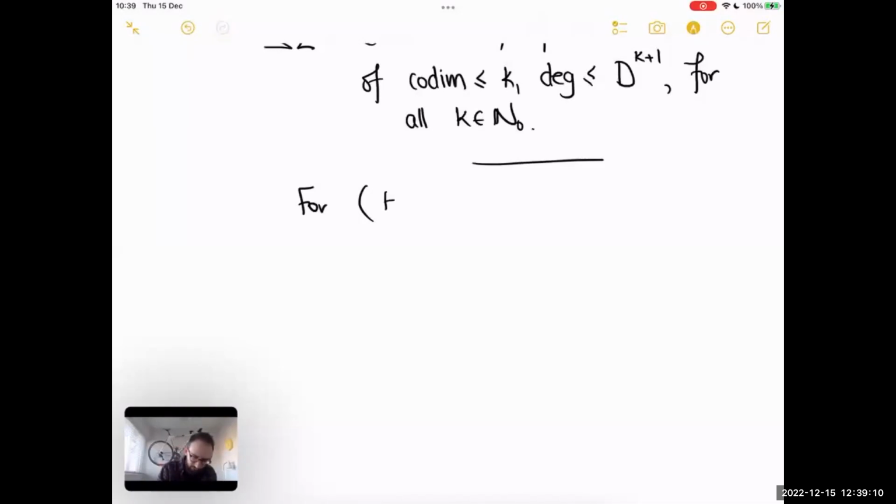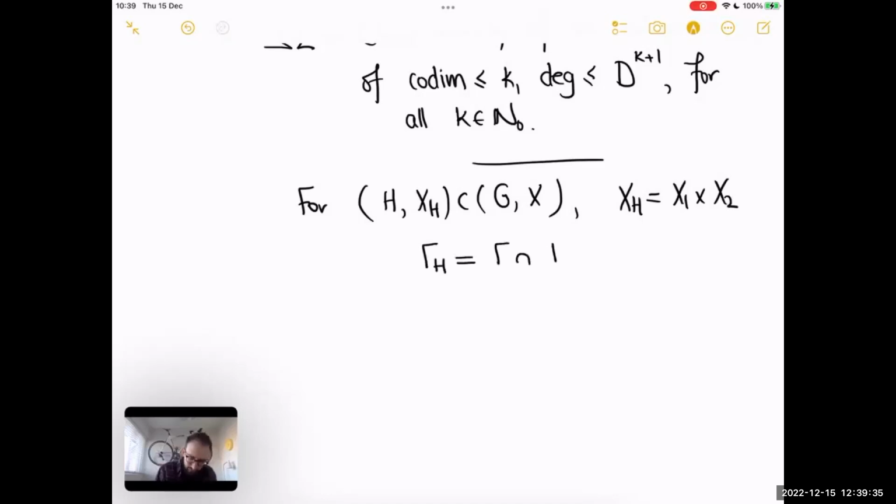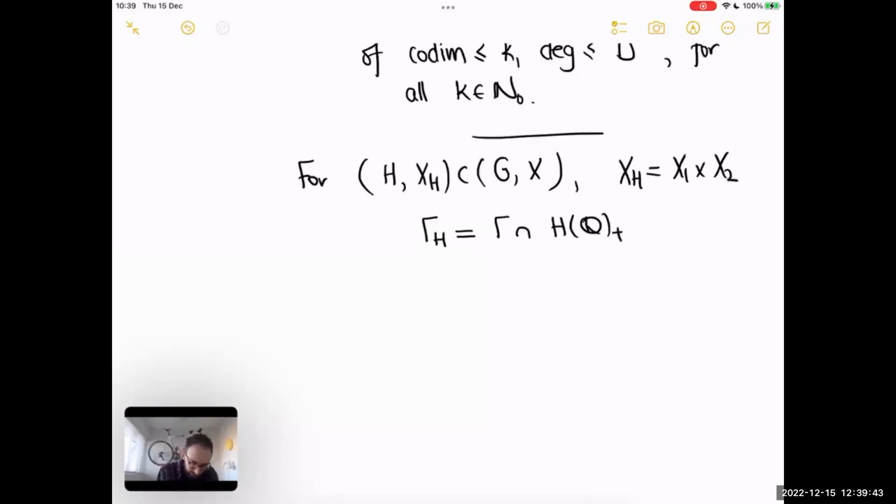I wanted a Shimura subdatum. And suppose the pre-special XH splits in some prescribed way, x1 times x2. Then choose the natural arithmetic group, the one you get by intersecting gamma with HQ lower plus. Then you can consider the standard principal bundle of that special subvariety.